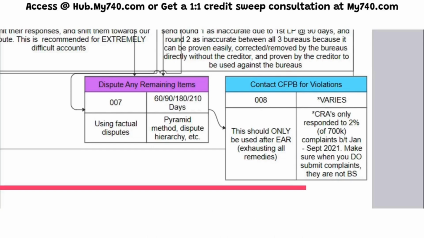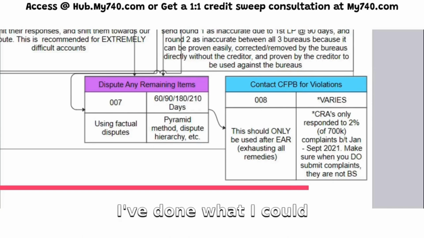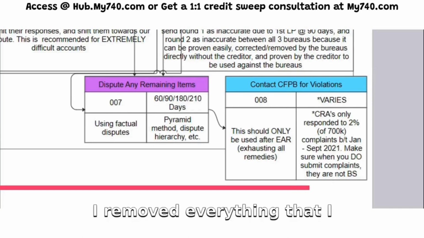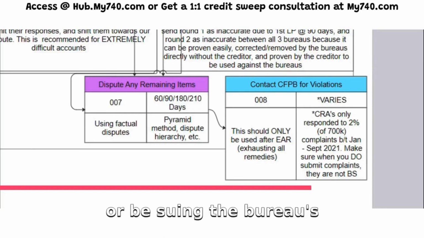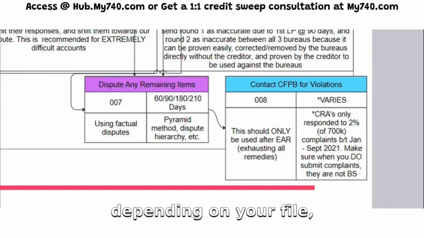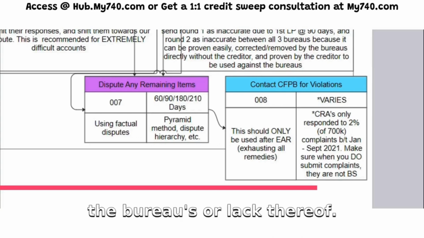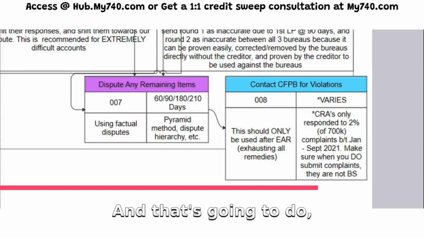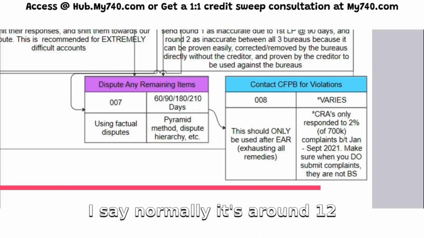Now we're going to get to a point, depending on what we're disputing, where it's just like, okay, I've done what I could possibly do. I've removed everything that I could without either A, going to the CFPB for violations, or B, suing the bureaus, creditors, or collectors. Okay, so depending on you, depending on your file, depending on many different factors and responses from the bureaus or lack thereof, that's going to tell you when you should get to this point. But I say normally it's around 12 months.